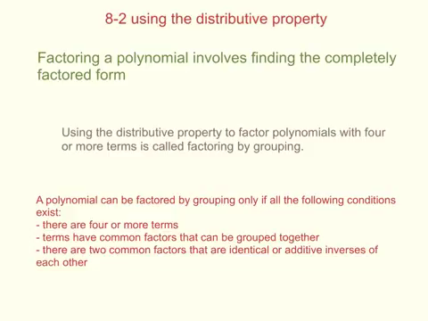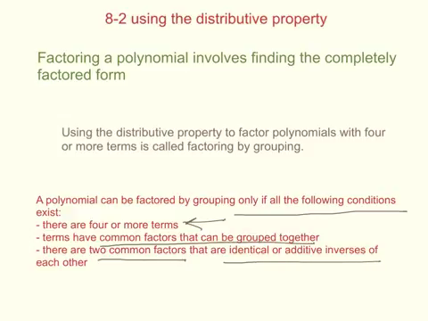So factoring a polynomial involves finding the completely factored form, meaning it cannot be factored any smaller. When using the distributive property to factor polynomials, you have 4 or more terms, and that's called factoring by grouping. A polynomial can be factored by grouping only if all the following conditions exist. There are 4 or more terms. Terms have common factors that can be grouped together. And there are 2 common factors that are identical or additive inverses of each other.